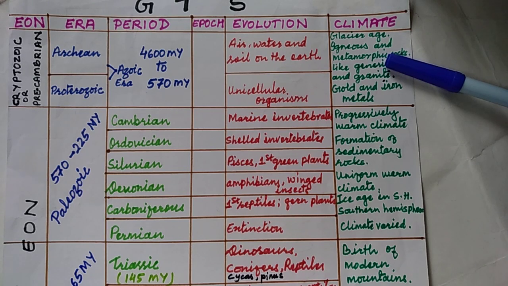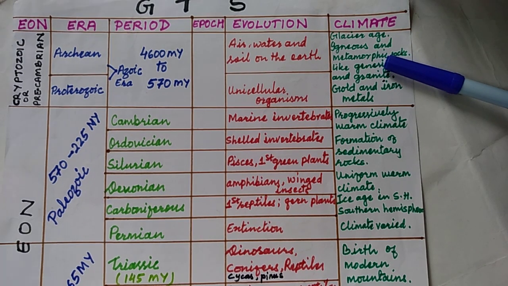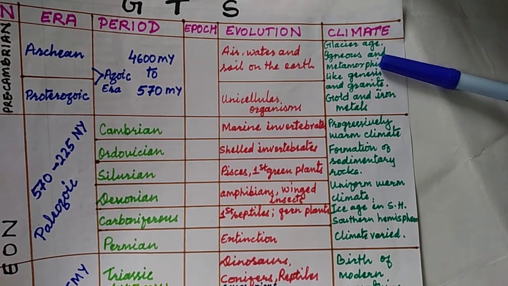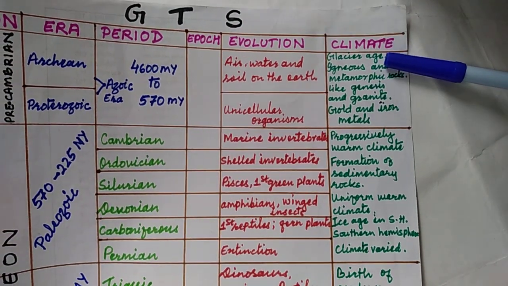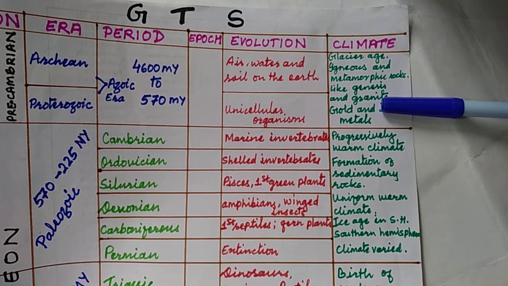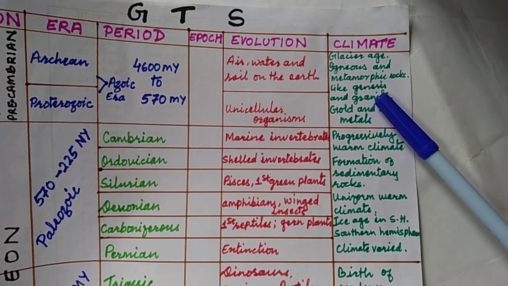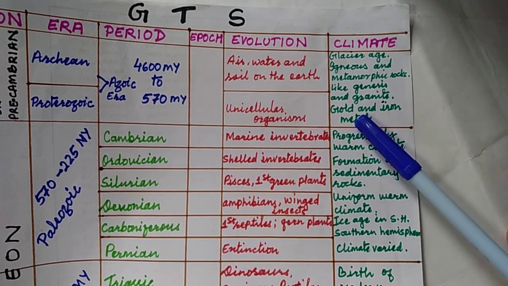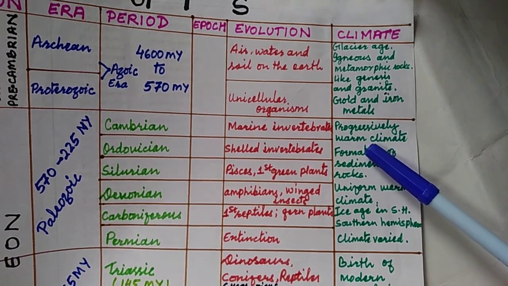Now in climatic areas, in environmental changes, we can see geological and environmental changes in climate. Glaciers were in the beginning, and because of the cooling down of the earth, igneous and metamorphic rocks were seen like gneiss and granite rocks. Gold and iron metals were found.